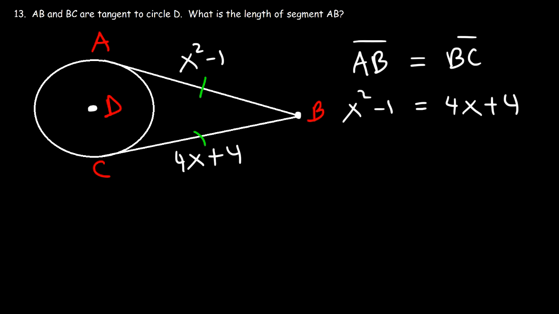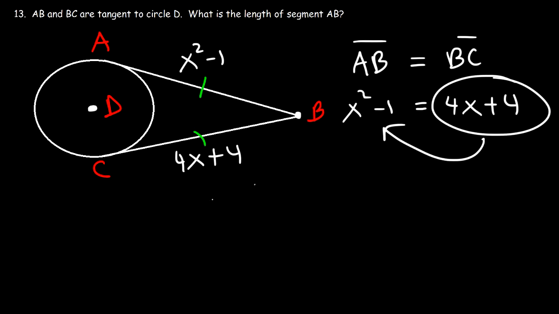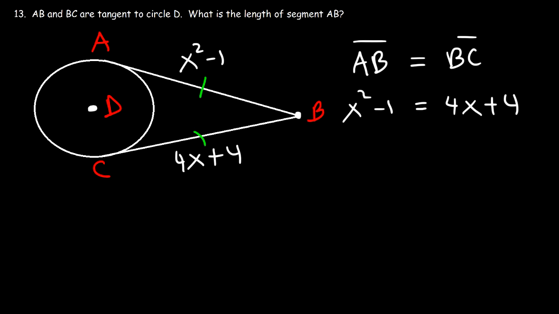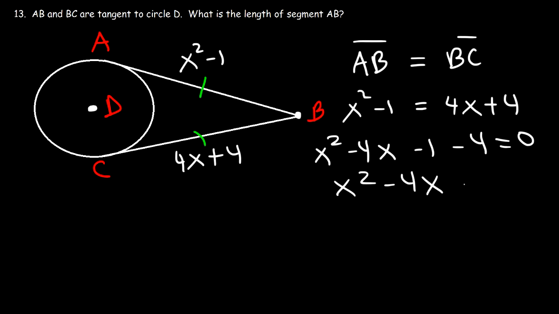So now we can calculate the value of x. Let's take everything from the right side and move it to the left. So we're going to have x squared minus 4x minus 1 minus 4. So 1 minus 4 is -5. So now we need to factor this quadratic expression. What two numbers multiply to -5 but add to the middle coefficient -4? So this is going to be -5 and +1. They add up to -4.